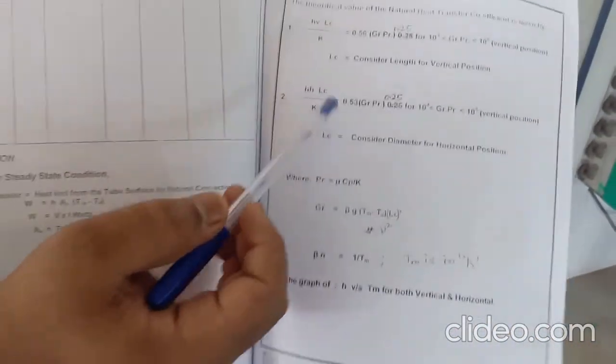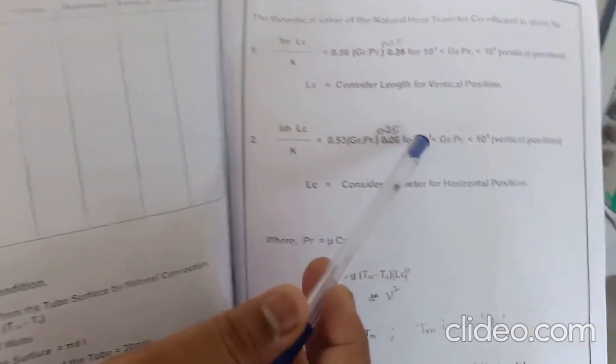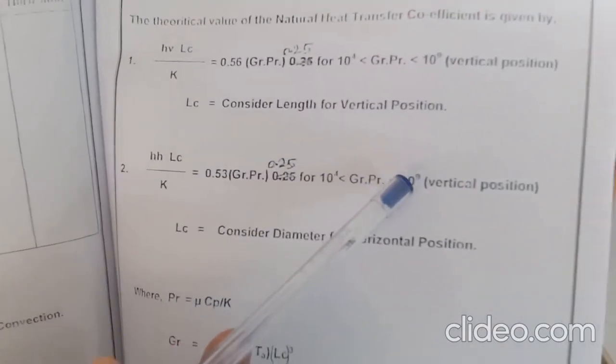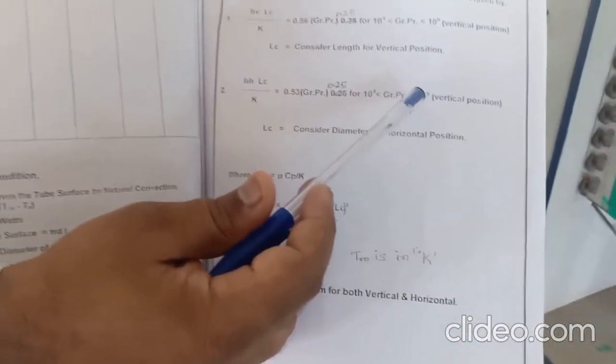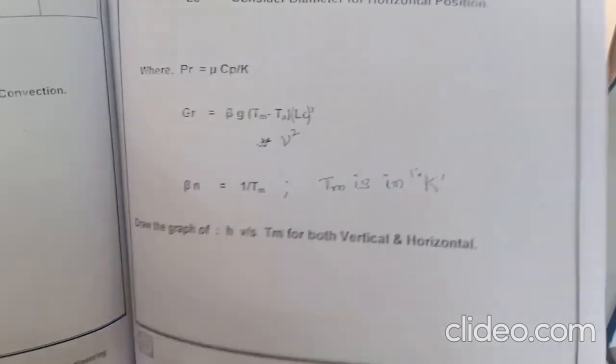h L_C divided by K is equal to 0.53 into (Grashof number times Prandtl number) to the power of 0.25, for 10 to the power of 4 less than Grashof number times Prandtl number less than 10 to the power of 9. These are all the terms, values and formulas we have to consider to get the heat transfer coefficient. Okay guys, you followed this experiment.